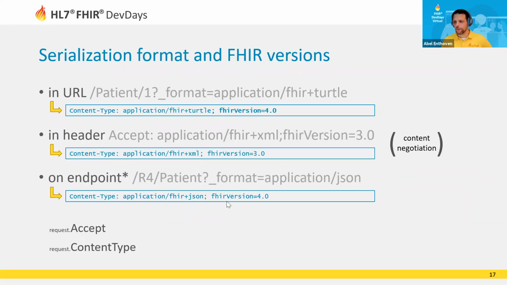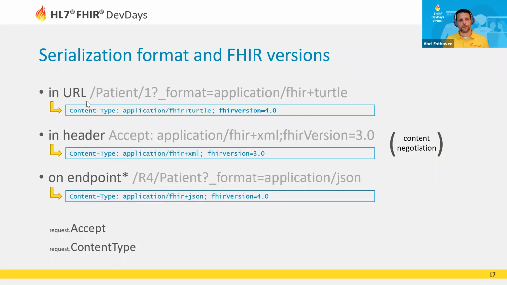Okay, about the serialization format. So the serialization format for FHIR is always one of these three. So you have the turtle, you have the XML, and you've got JSON. Turtle is not implemented by every server. It's also not implemented by Vonk. But in this case, these three are the possibilities. You can put the format in your URL, so you can ask for a certain format in your URL.